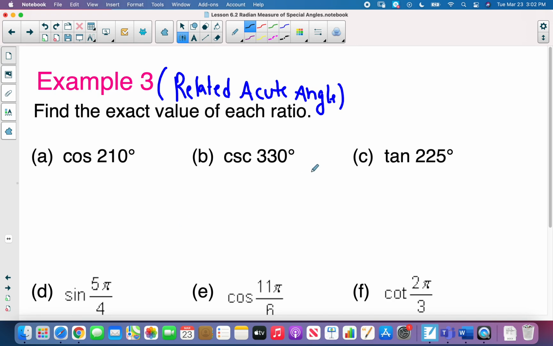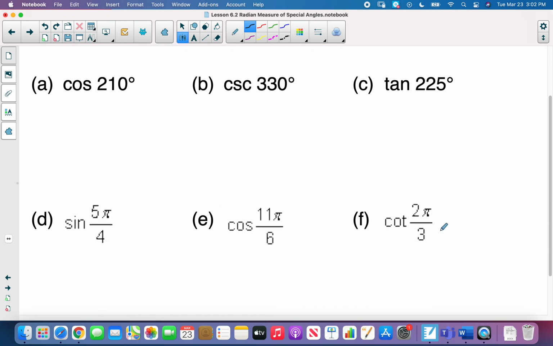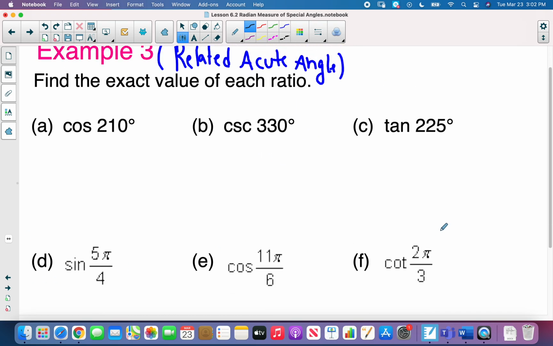Find the exact value of each ratio. So this time I'm being given the questions in degrees, not in radians. And that's for the first 3, and the next 3 are in radians. Okay, so I need to be comfortable with both.